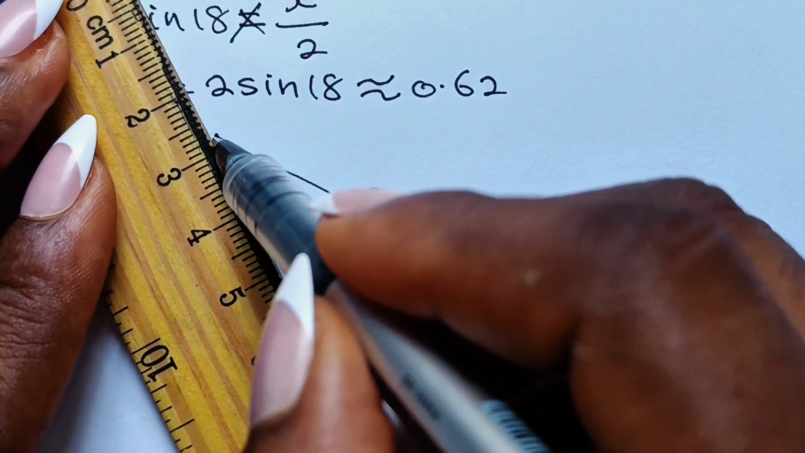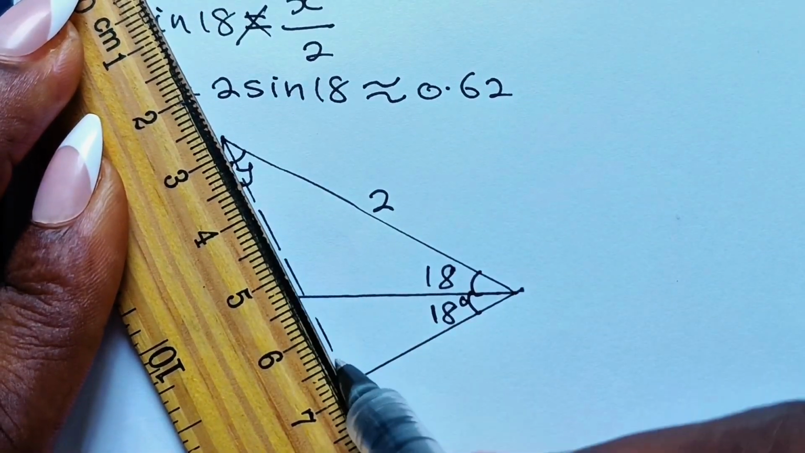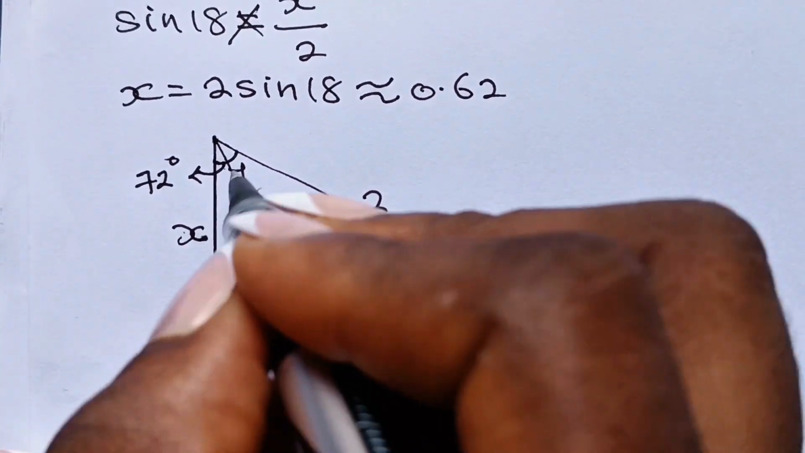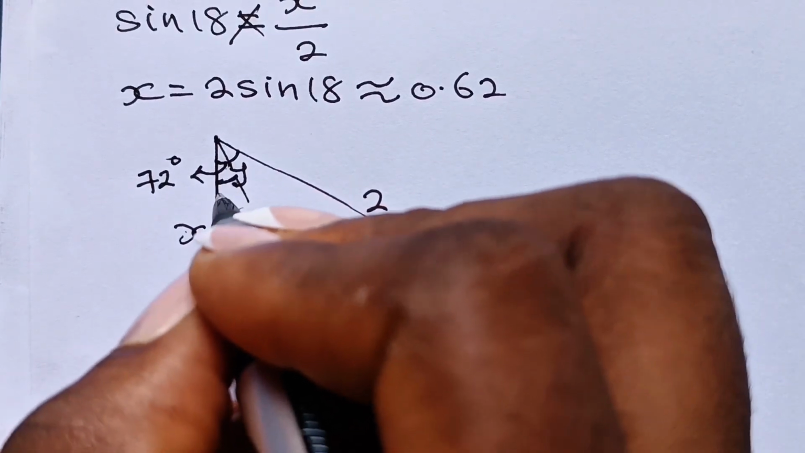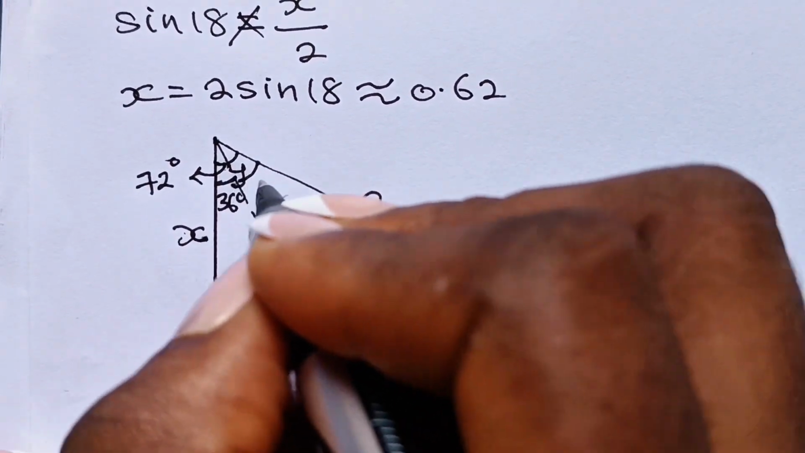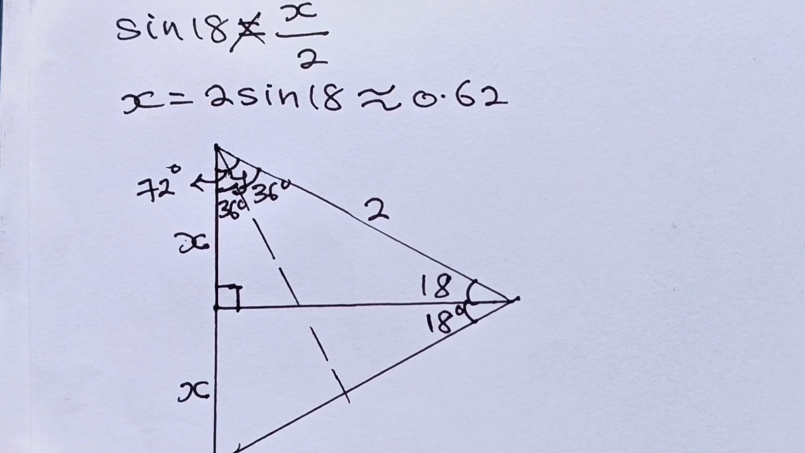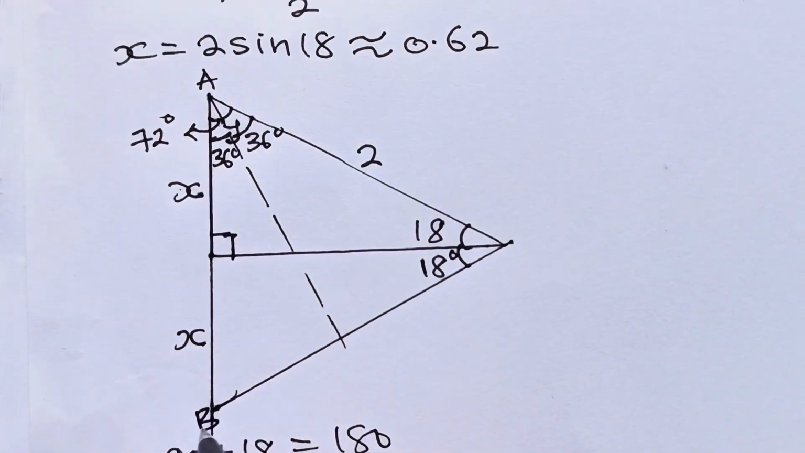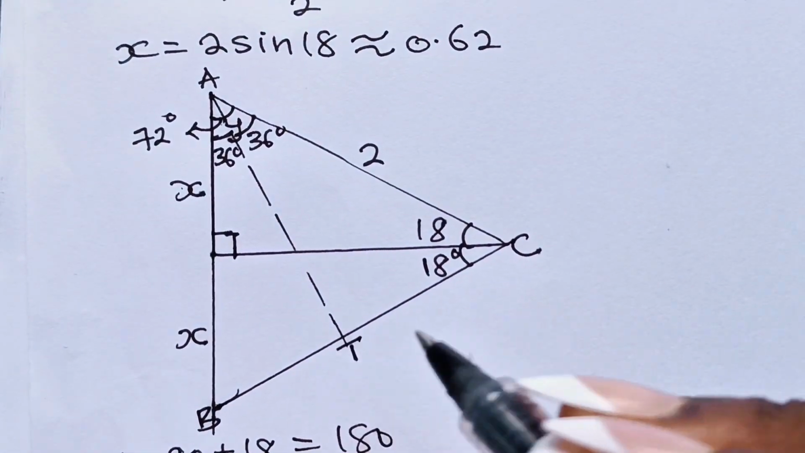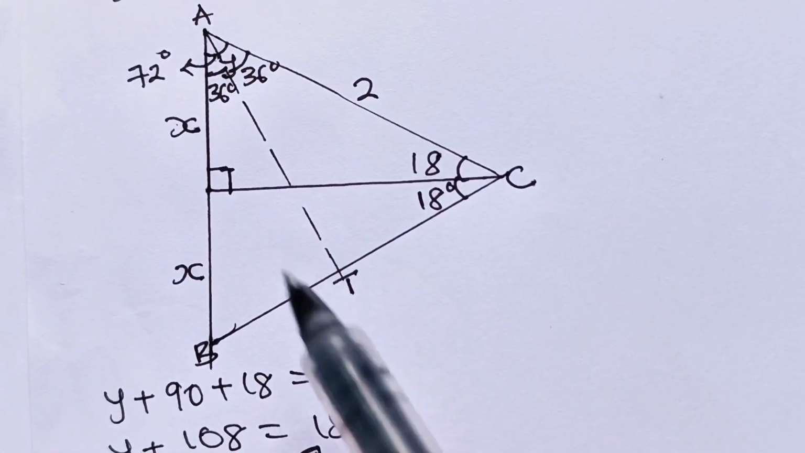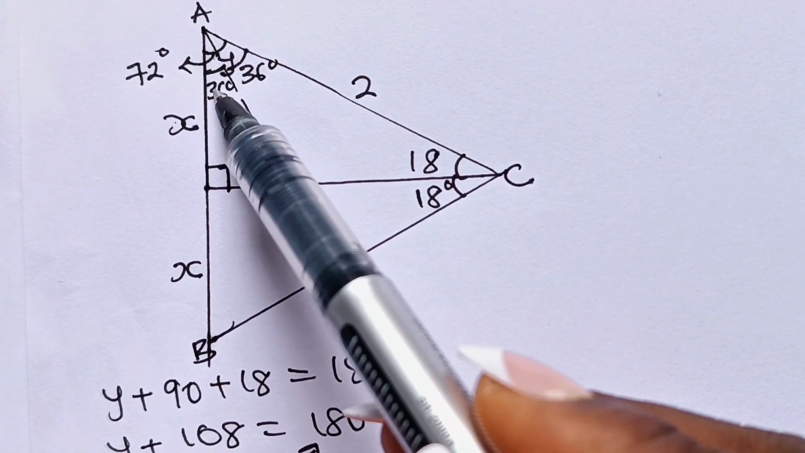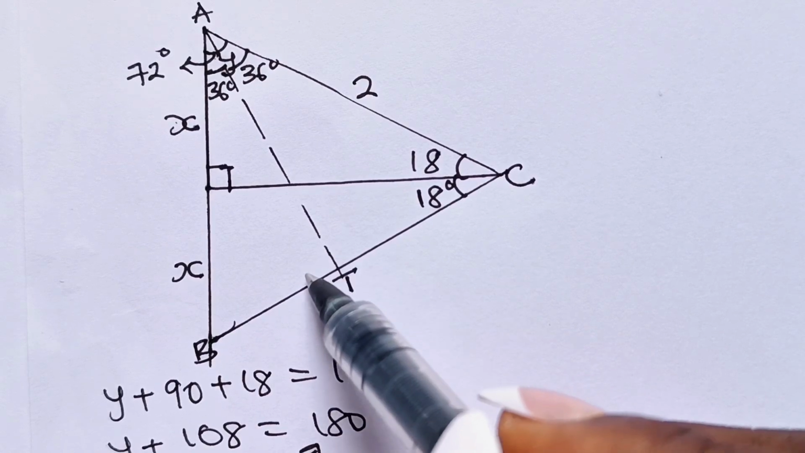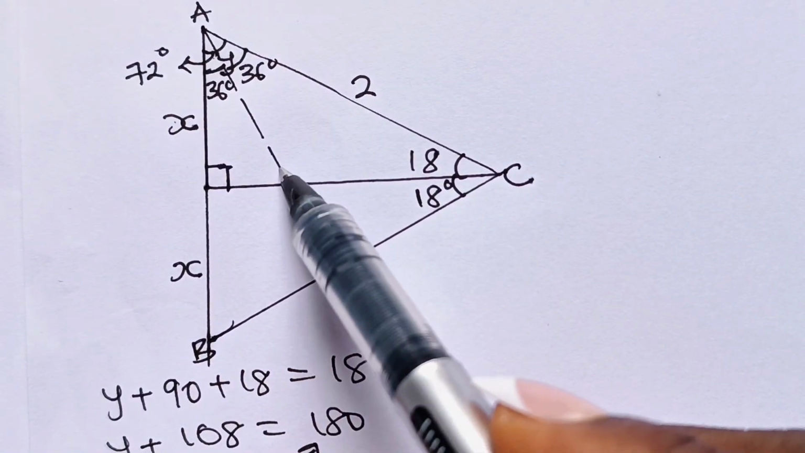Let's assume this is the bisector. That means this angle now will be 36 degrees, as well as this one. Now let's call these points A, B, C, and let's call this one T. Remember that this is 36 degrees. Then how do we get the angle that is supposed to be here?